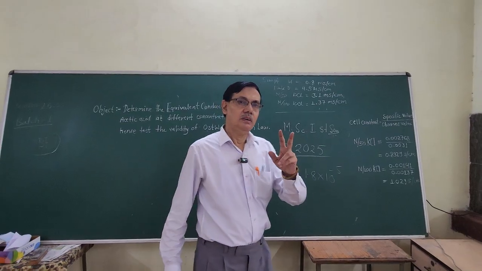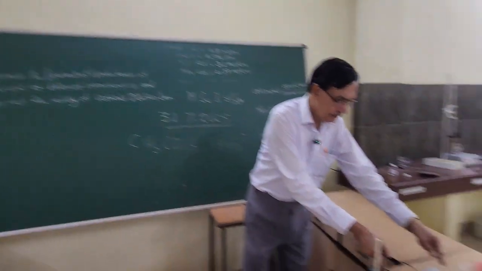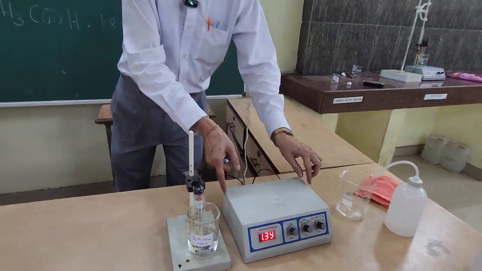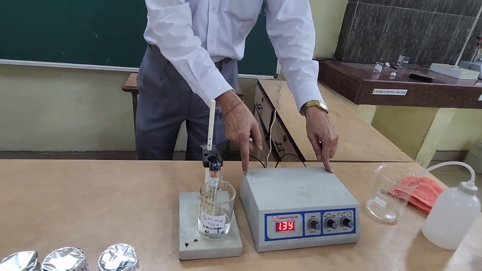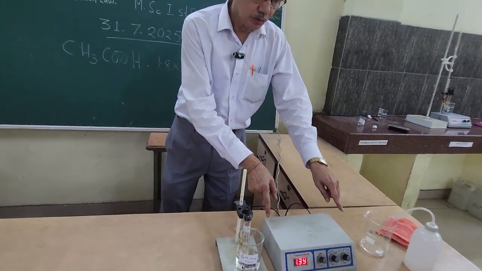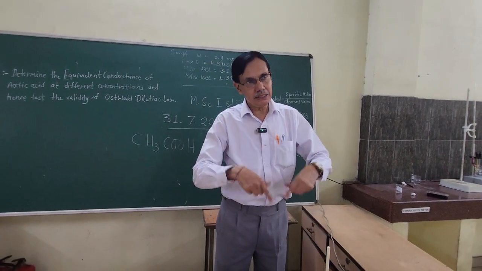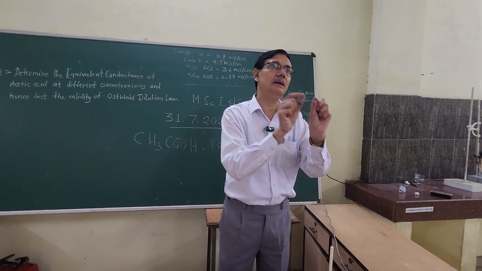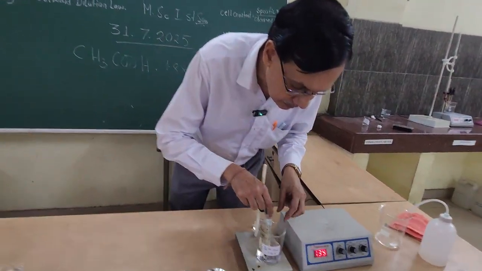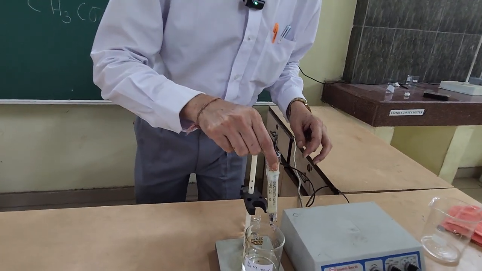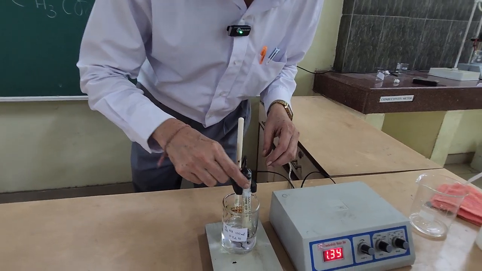There are 2 objectives, because here we are using a conductivity bridge, sometimes known as a conductometer. Why? Because with this instrument we will measure the observed conductance of these solutions. You see, there is a cell called a conductivity cell.